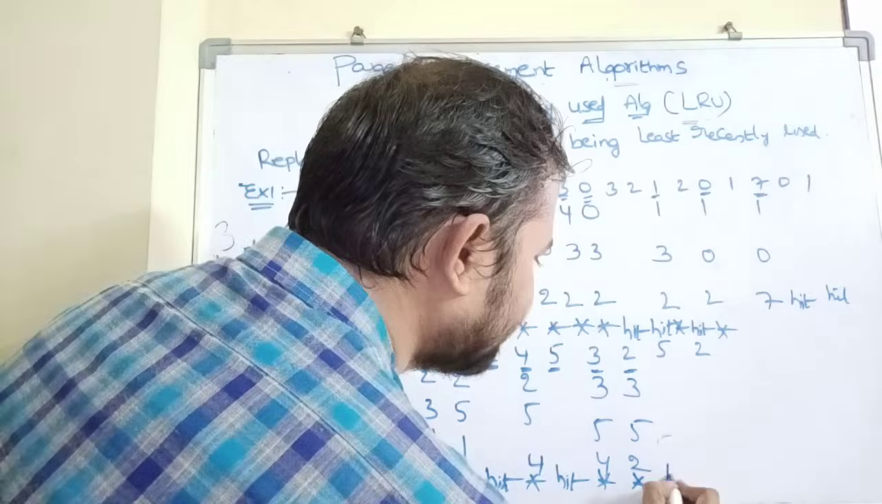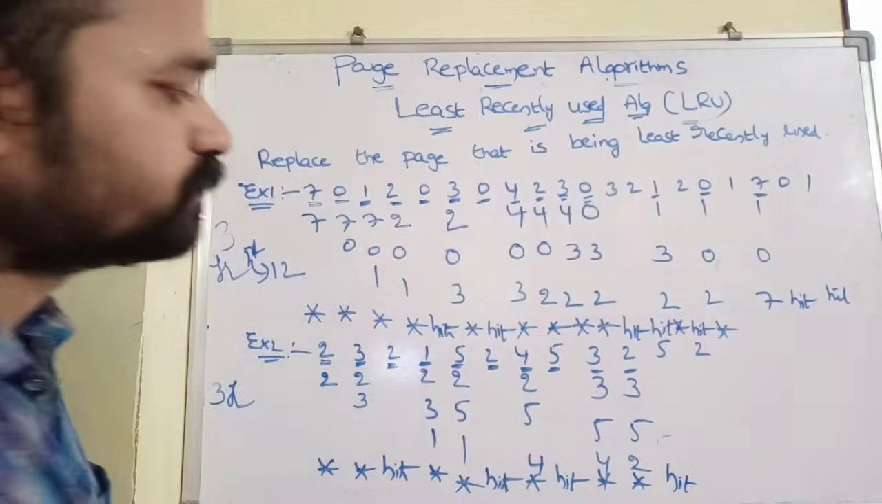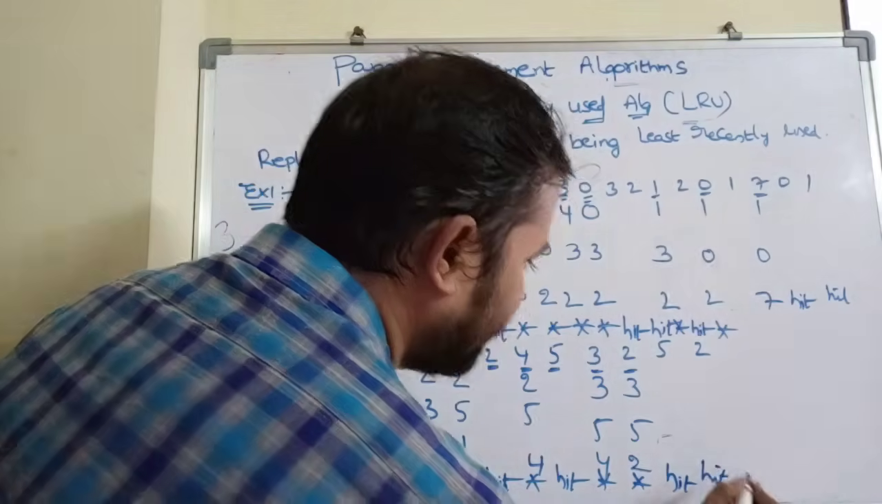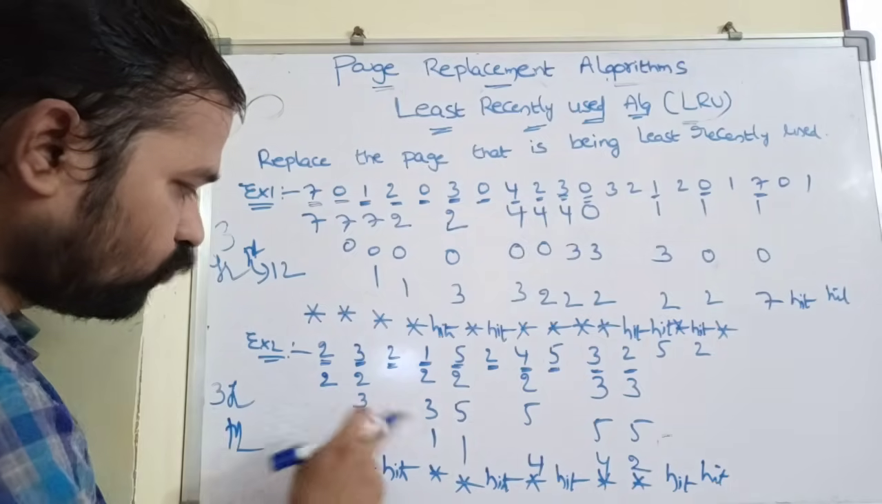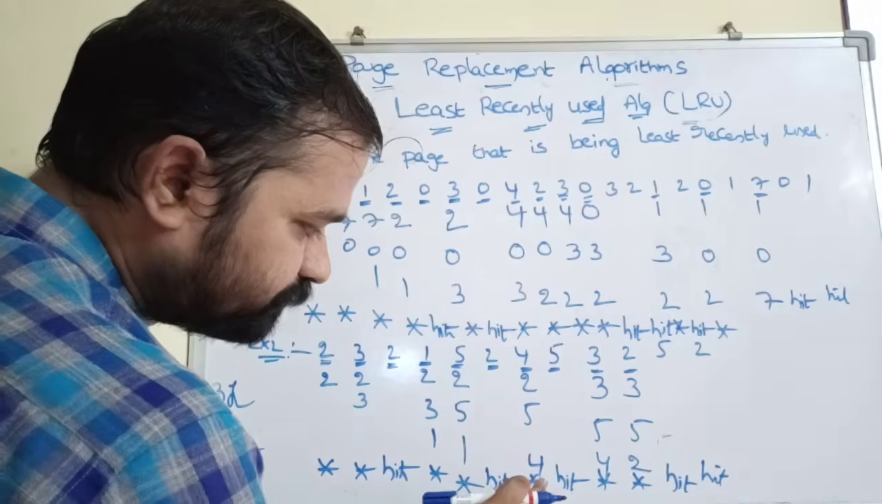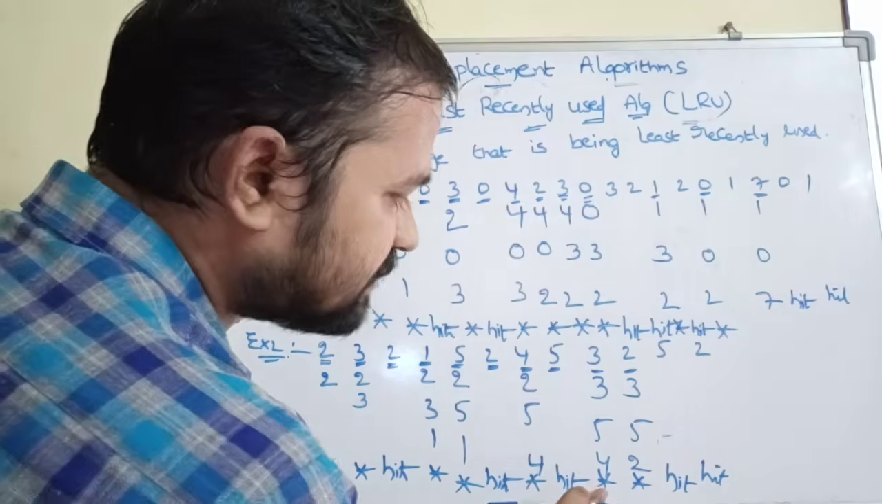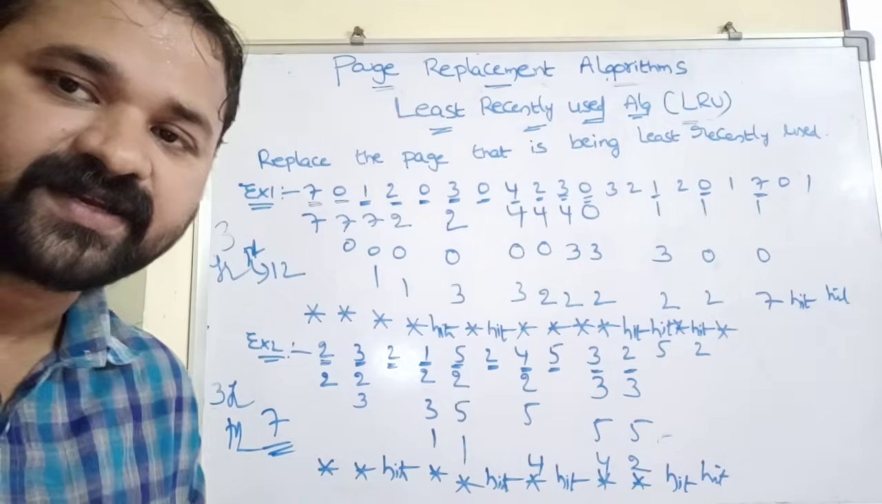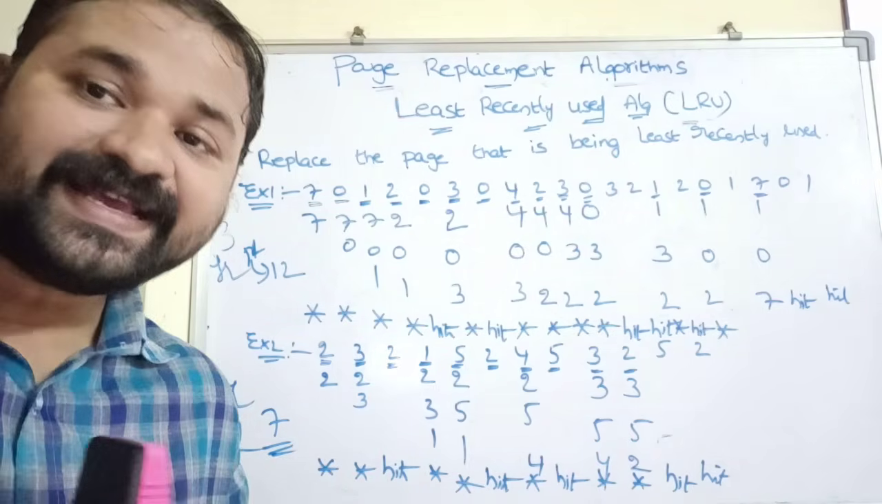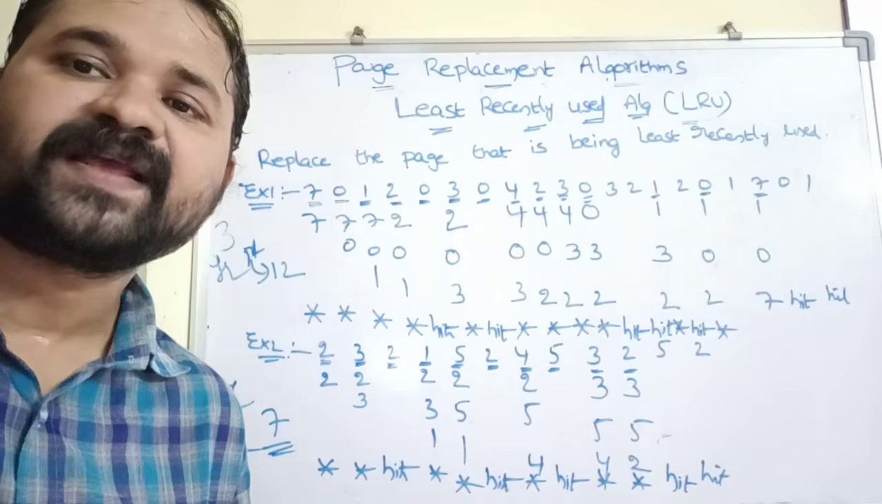5 already present in the main memory. So hit. 2 already present in the main memory. So hit. So here the number of page faults are 1, 2, 3, 4, 5, 6, 7. So totally there are 7 page faults. So this is about least recently used page replacement algorithm.